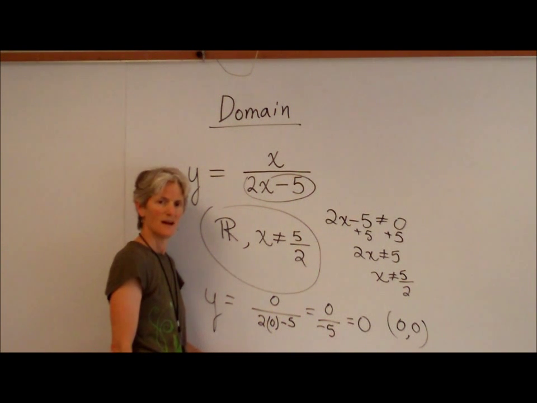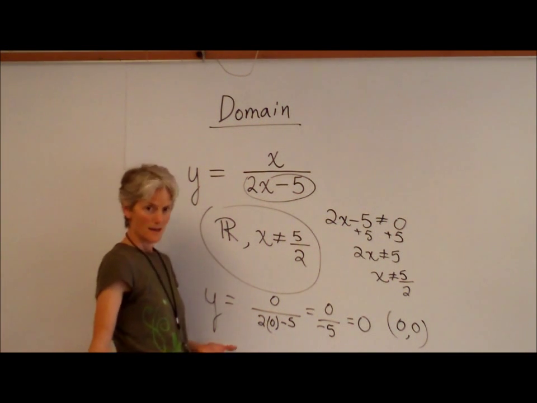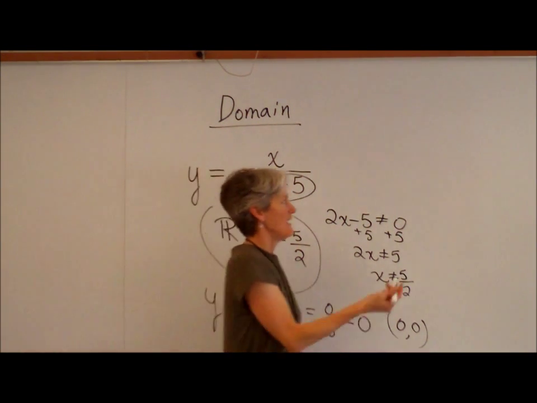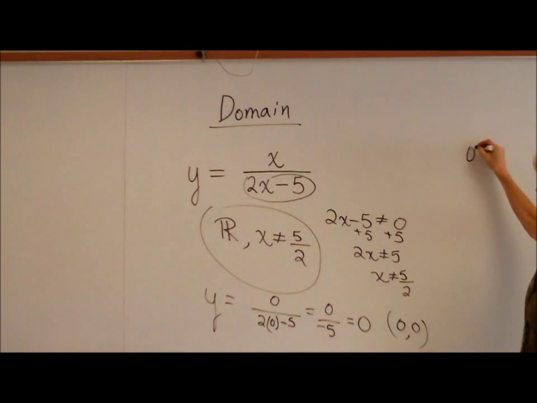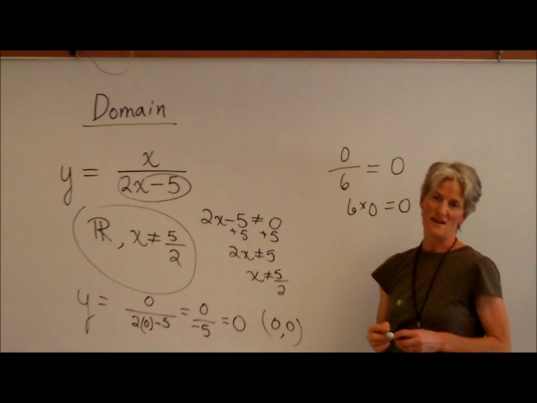That is going to come up again and again and again. So if you can say that to yourself right now and be totally good with it, like 0 on top, well, that's just 0. 0 on the bottom, no good. That's undefined. That's a big one. That comes up a lot. And let's think why. If I pick a number, that equals 0 because 6 times 0 equals 0. That works, that makes total sense, right? Whereas the other way does not work.